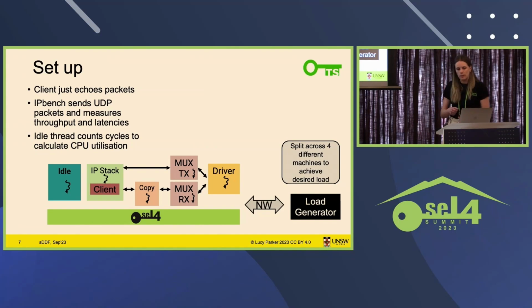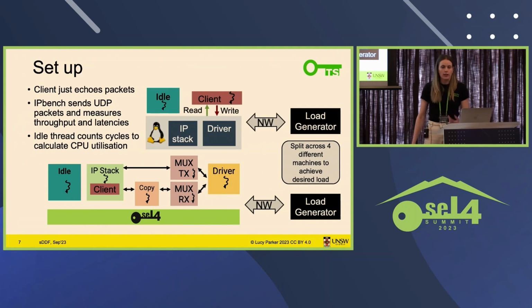Then we used IPbench, which is an open source load generator split across 4 separate x86 machines. They send UDP packets of a specified byte size to the target seL4 machine, which then echoes them back, and IPbench will count the number of successful replies to determine the overall achieved throughput, as well as the latencies of the packets. And then we also ran an idle thread in the background to count the idle cycles to determine the overall CPU utilization of the system.